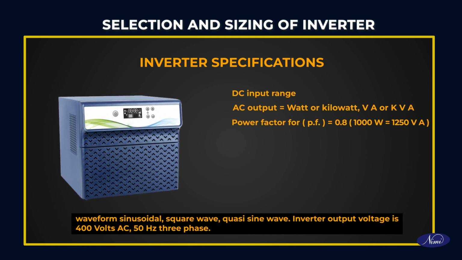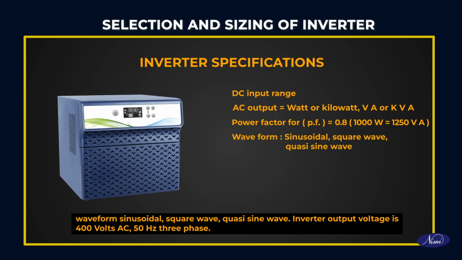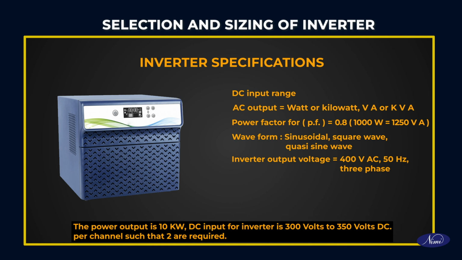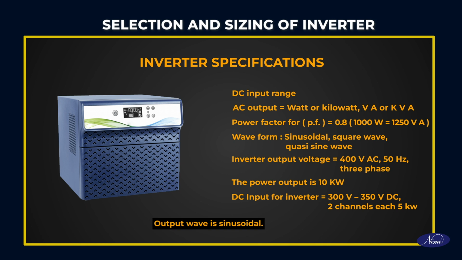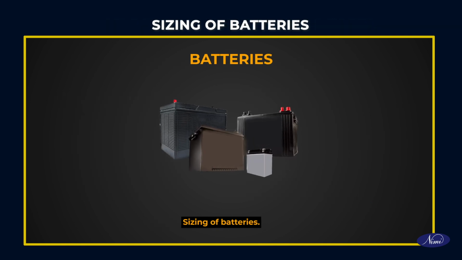volt amperes. Waveform: sinusoidal, square wave, quasi-sine wave. Inverter output voltage is equal to 400 volts AC, 50 Hz, 3-phase. The power output is 10 kilowatt. DC input for the inverter is 300 volts to 350 volts DC per channel, such that 2 are required. Output wave is sinusoidal.